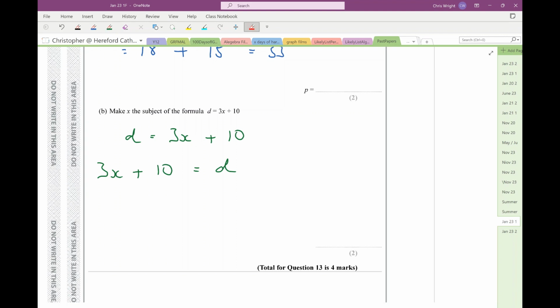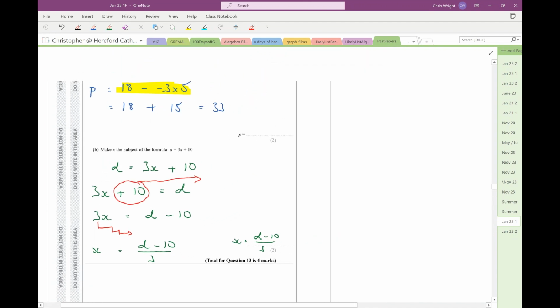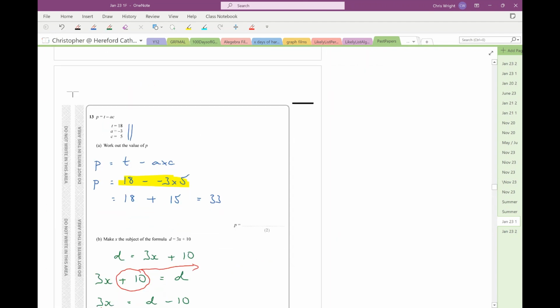Now because earlier in this film I used the, I can't remember what it's called now, float and ping, I'm going to do float and ping this time too. So I'm going to float and ping that plus 10, so it's going to become a minus 10. So I'm going to have 3x equals d minus 10. And now I'm going to take that 3 and escalate it down. So I'm going to end up with x equals d minus 10 over 3. And there is that formula rearranged, so x is the subject. And that's question 13 finished. Where is it? There it is.